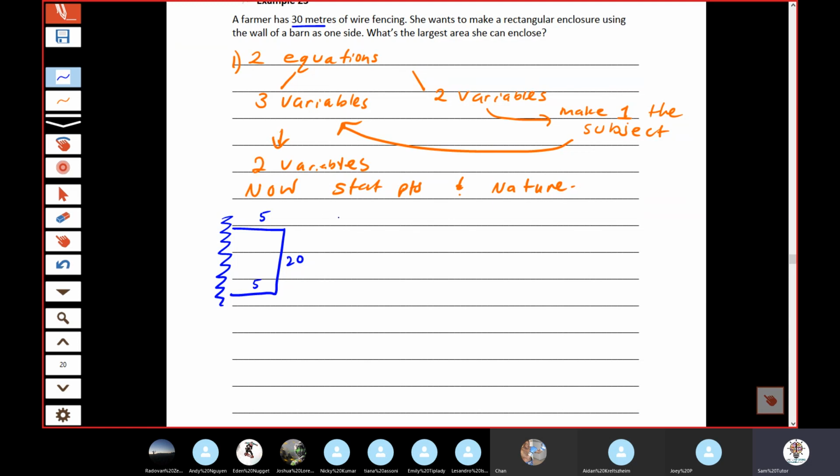100 square meters. Cool. And then Tiana comes up to me and goes, "But Sam, why did you choose 5? Because I think 6 would have been better." I'm like, "Wait, what? As if it makes a difference. I've only got 30 meters of fencing."